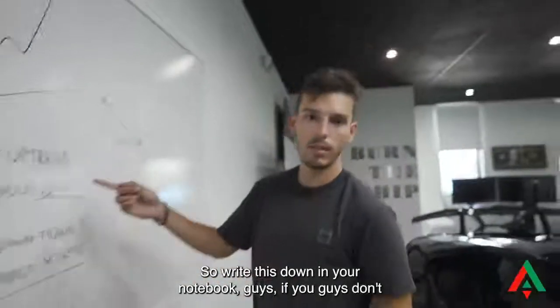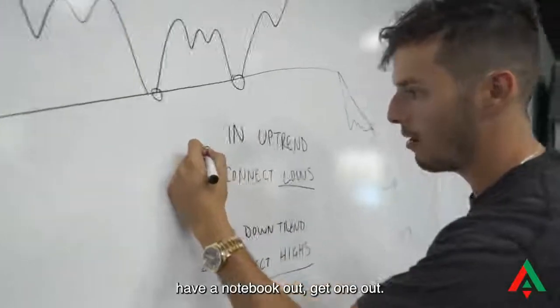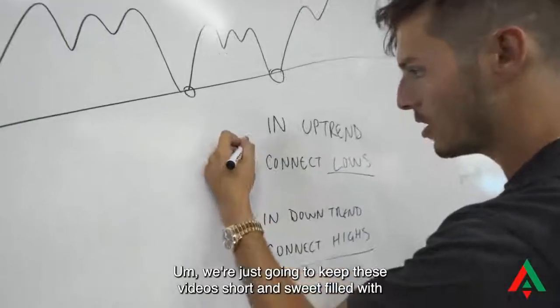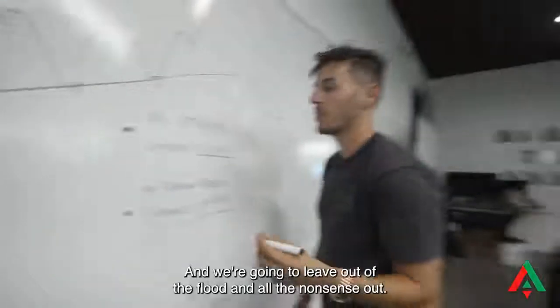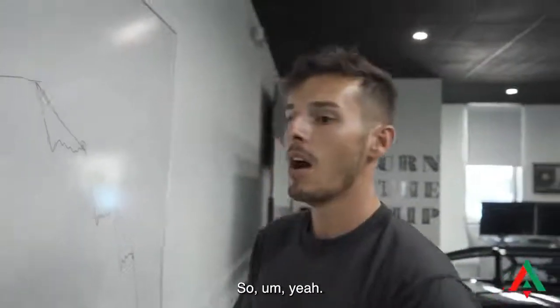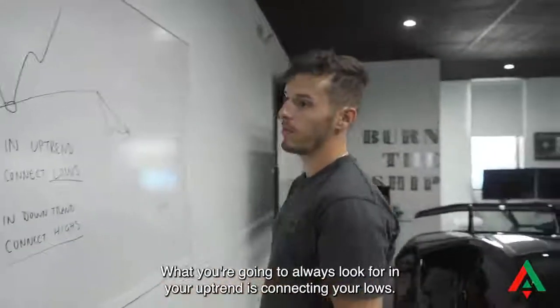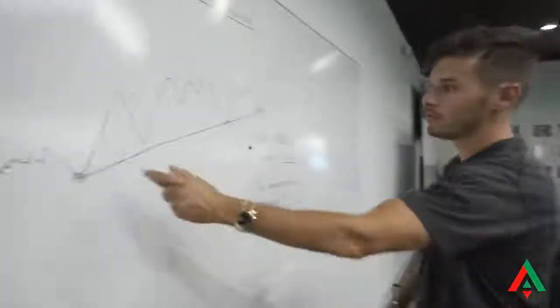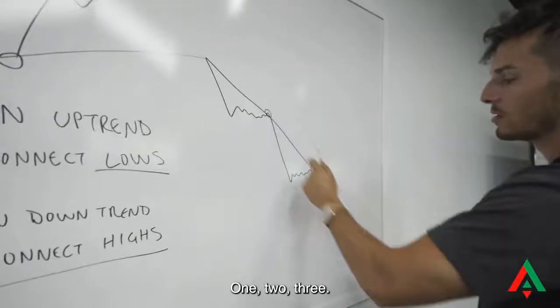So write this down in your notebook, guys. If you don't have a notebook out, get one out. We're just going to keep these videos short and sweet, filled with nothing but valuable information, and we're going to leave all the fluff and all the nonsense out because we don't have time for that. So yeah, trend lines, very simple tool. What you're going to always look for in your uptrend is connecting your lows, 1, 2, 3, and in your downtrend, you're going to be connecting your highs, 1, 2, 3.